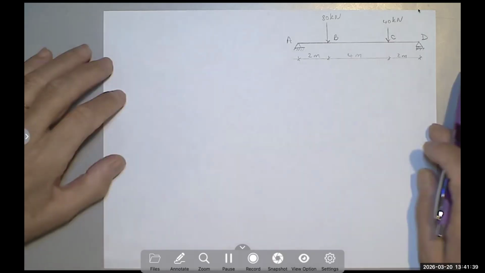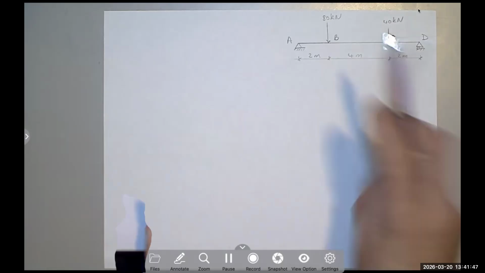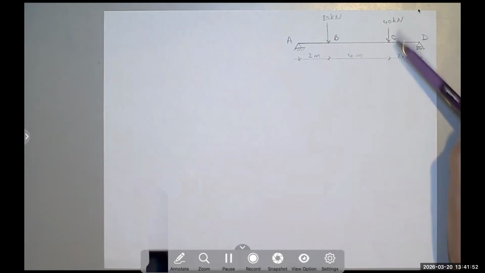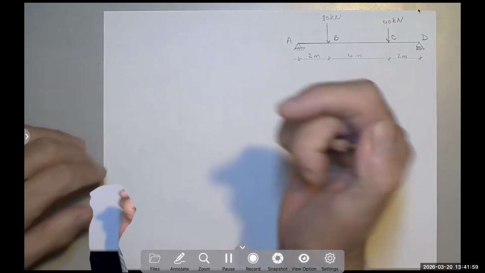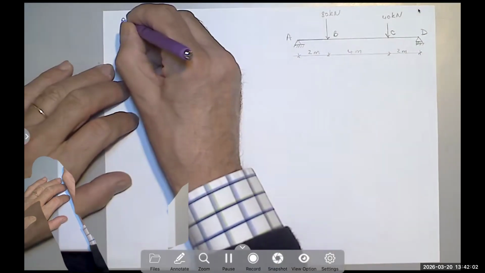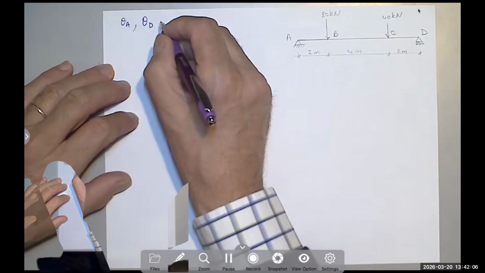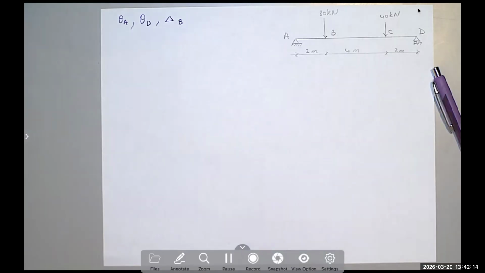Today we are going to look at a simply supported beam, and this beam has two concentrated loads acting on it: an 80 kilonewton load at B, which is 2 meters from the left support, and a 40 kilonewton load at C, which is 2 meters to the left of the right support. The problem asks you to find the slope at A, the slope at D, and the deflection at B, at the highest load. So we need to know how we are going to do that.